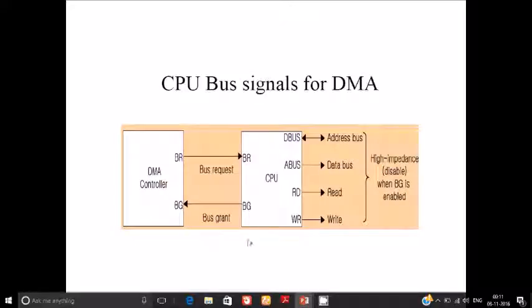These are the CPU bus signals for the DMA controller. Here is the DMA controller, with bus request and bus grant. The CPU performs its own work, and these are all the buses and control lines. The DMA controller will do the transfer work and send the interrupt to the CPU.